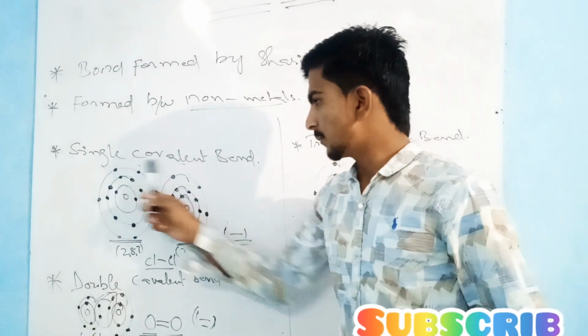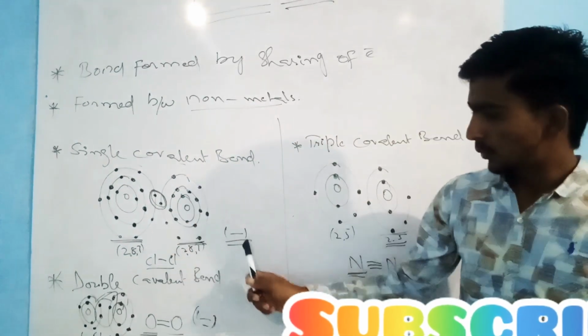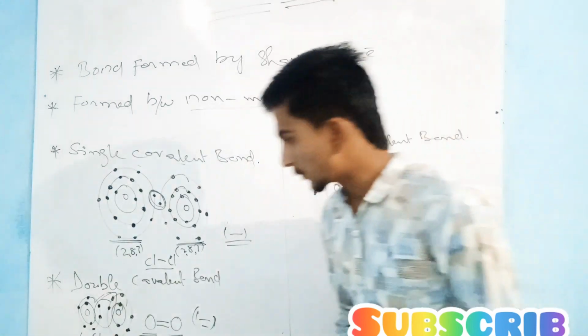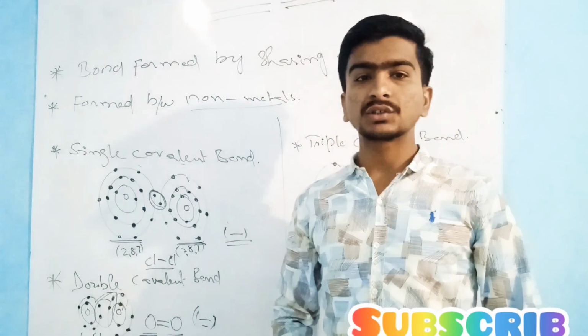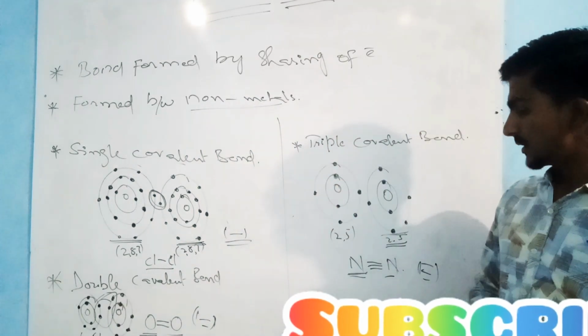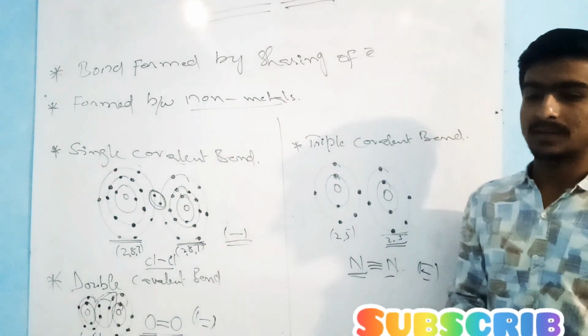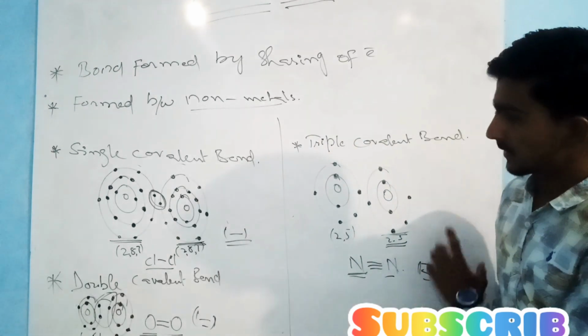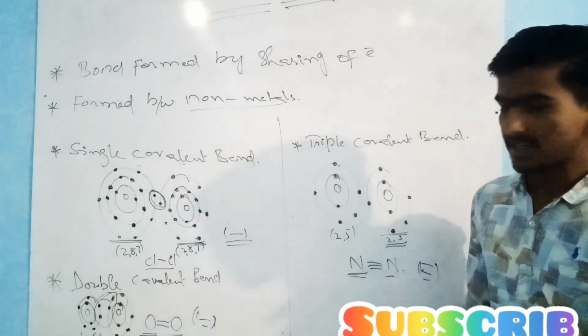And the single covalent bond, I have told you about this, is shown by a single line and formed by sharing of 1 pair of electrons. The double covalent bond is formed by sharing of 2 pairs of electrons, and the triple is formed by sharing of 3 pairs of electrons. The triple covalent bond is denoted by 3 lines, the double covalent bond by two lines, and the single covalent bond by one line.